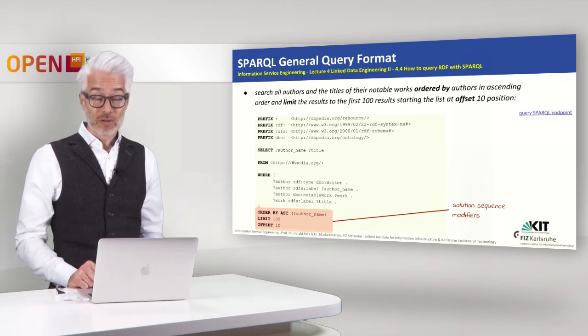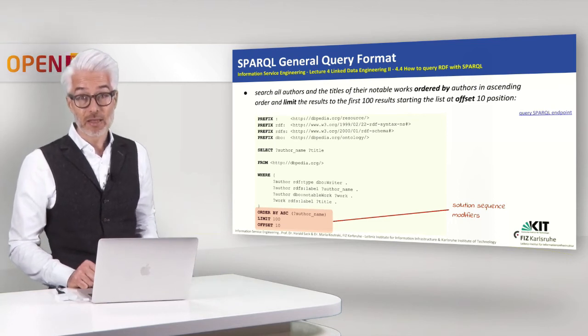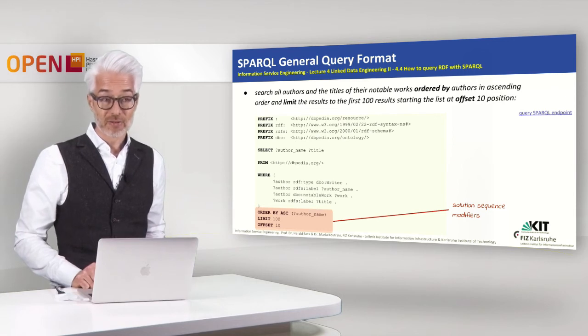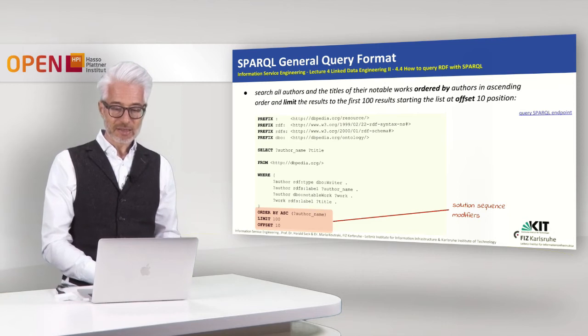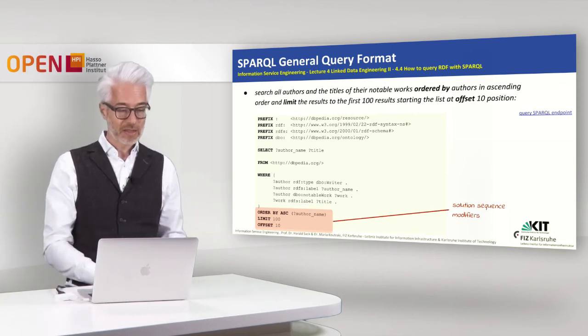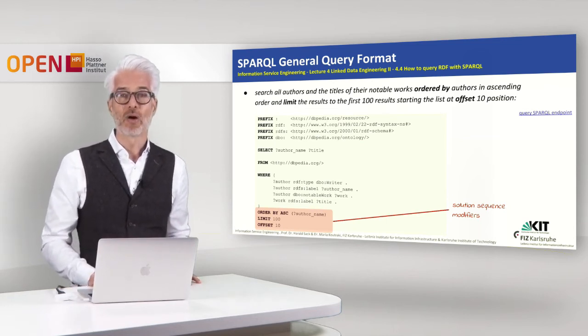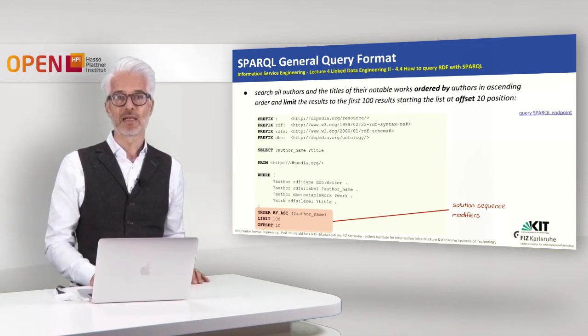And in case you do not want to start with the first one, you can define an offset, when to start. For this, you are using the keyword offset, and after offset, you specify the position where to start. Here in that case, we start at position 10. So look at the query that we are asking here. It says search all authors and the titles of their notable works, ordered by authors in ascending order, and limit the results to the first 100 results, starting the list at offset 10 position.